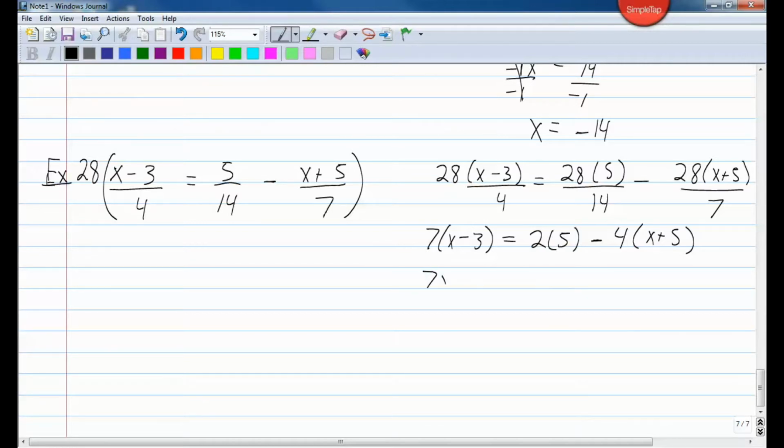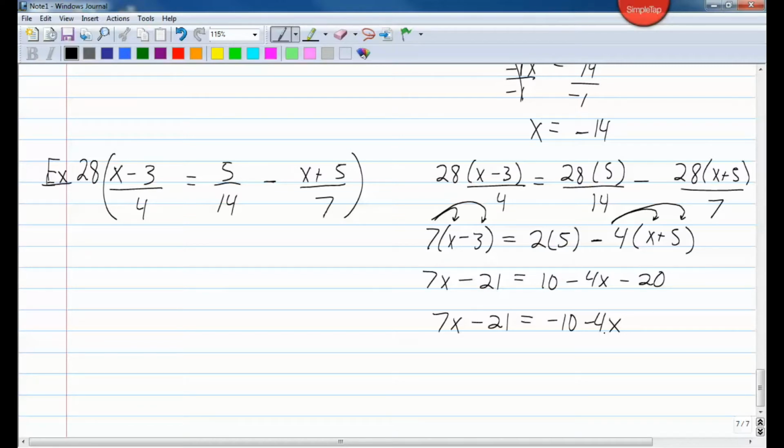So now let's distribute. So I'm going to say 7 times x, 7 times negative 3. 2 times 5 is 10. And then make sure you distribute a negative 4, not just 4. So it's minus 4x minus 20. So 7x minus 21 equals, I notice that I have two like terms. I have a positive 10 and a negative 20. So that's going to give me a negative 10 minus 4x.